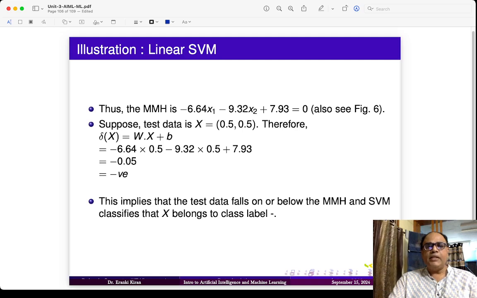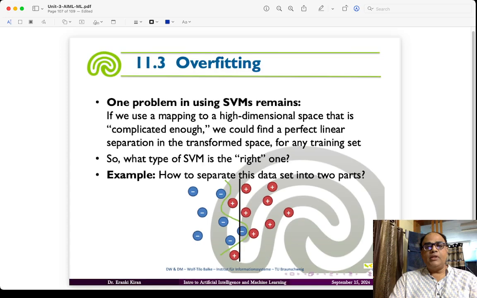Once you formulate this equation, whatever test data is given to you, x equal to x and y, you substitute those values into the function of x. Then you identify which class the given test data belongs to. In this case, the outcome that we are getting is negative. Hence this implies that the test data falls on or below the maximum margin hyperplane, and SVM classifies x as belonging to the negative class label. So this we can identify.